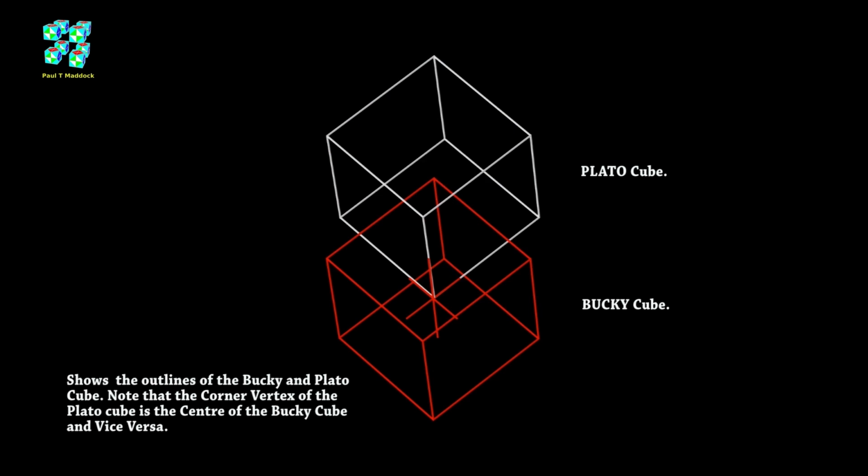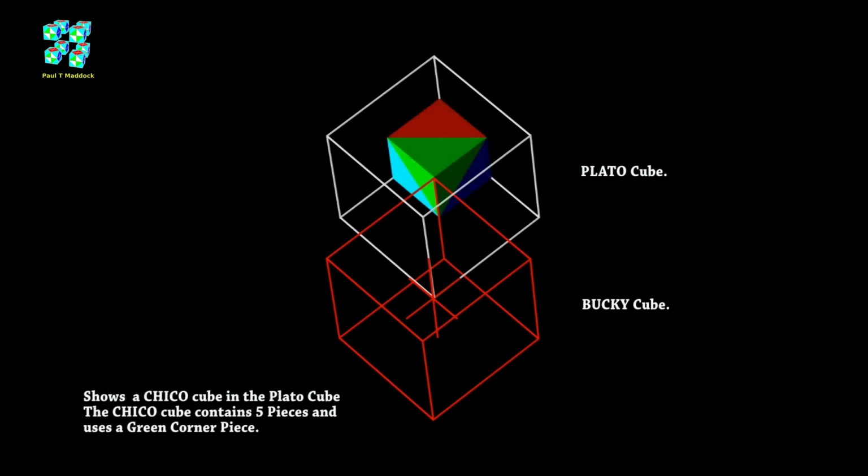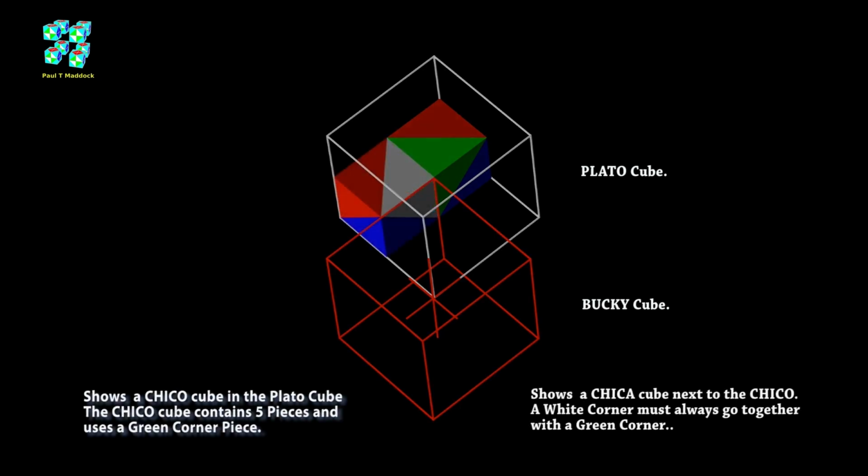And now I'm going to bring in one Chico cube, which has 5 pieces. Okay, now I'm going to bring in the Chica cube, and this has 5 pieces also. Now notice the Chico is the green corner, and the Chica's got the white corner.